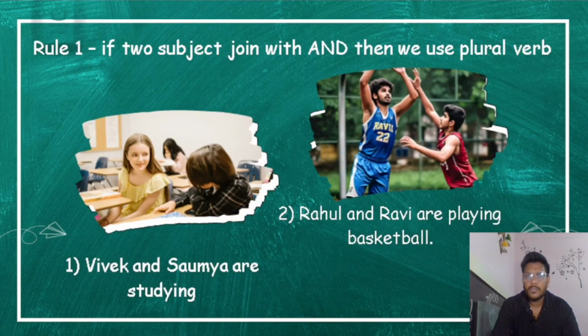Rule number one: if two subjects are joined with and, then we use a plural verb. In any sentence, if two subjects, two nouns or two pronouns are connected with the conjunction and, we have to use a plural helping verb. Like here, Vivek and Somya, both are plural, so we use a plural helping verb. In Rahul and Ravi are playing basketball, Rahul and Ravi are plural, so we use a plural helping verb.